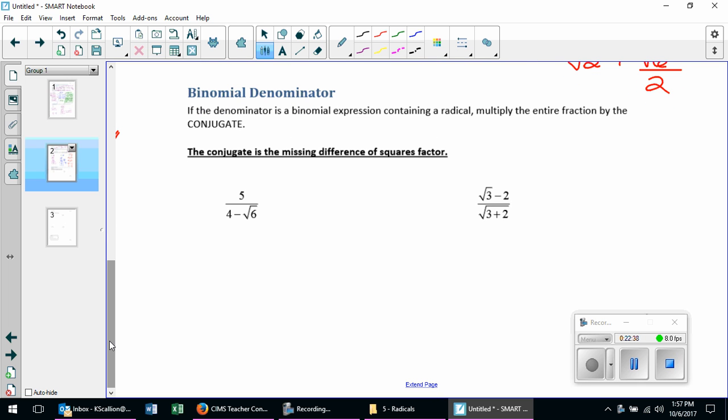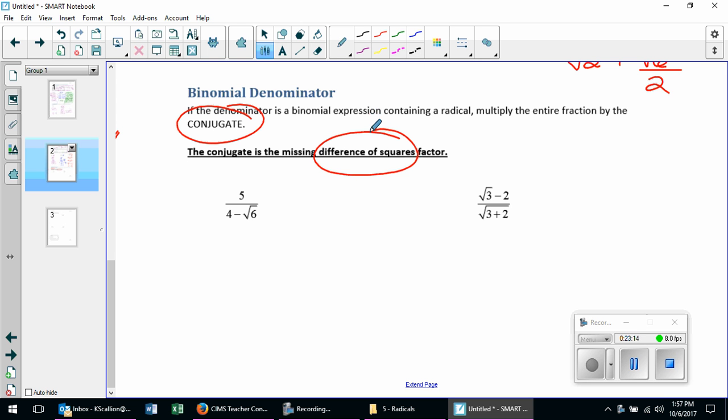All right, binomial denominators. You ready? Okay. So again, you've got to multiply by what's happening in the denominator, but you're going to use the conjugate, which I'm sure makes perfect sense to all of you, right? I like to call it the difference of squares partner, the missing factor.